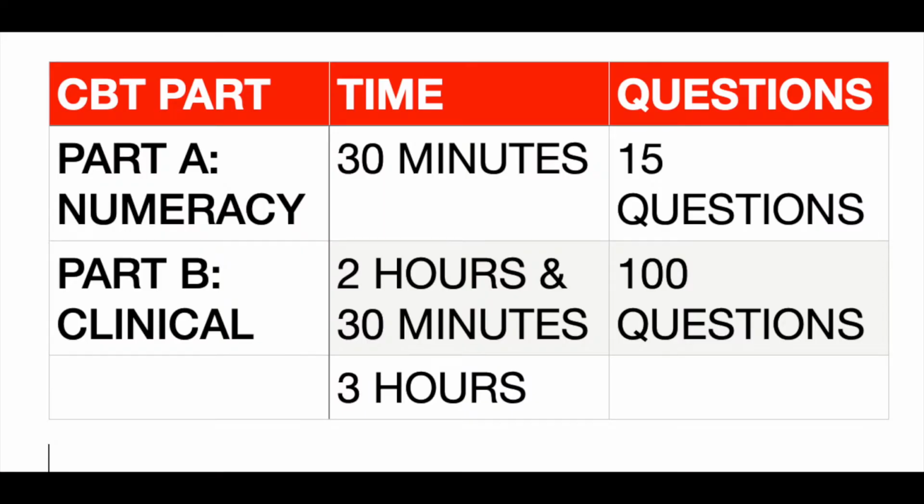What's the CBT exam all about? The CBT is an exam that consists of two parts, Part A and Part B. Part A is the numeracy part and Part B is the clinical part. The numeracy part consists of all the calculations that you have to do. And the clinical part consists of other nursing questions apart from calculations. The numeracy part lasts for 30 minutes and consists of 15 questions, while the clinical part, Part B, lasts for 2 hours and 30 minutes and consists of 100 questions.